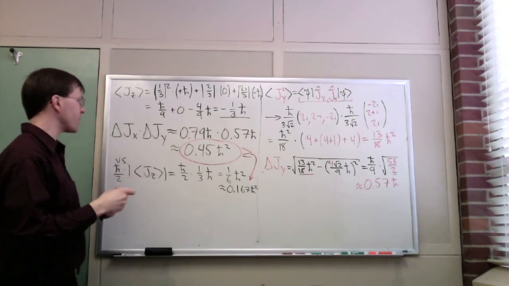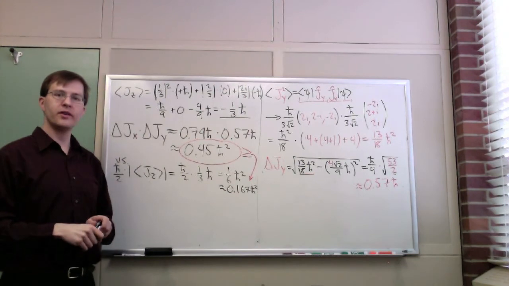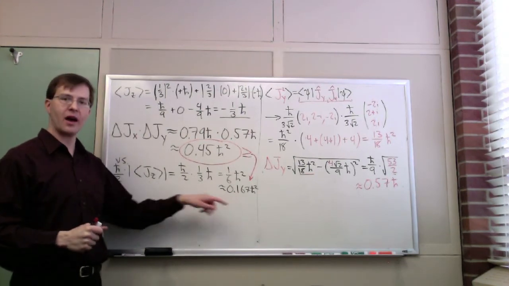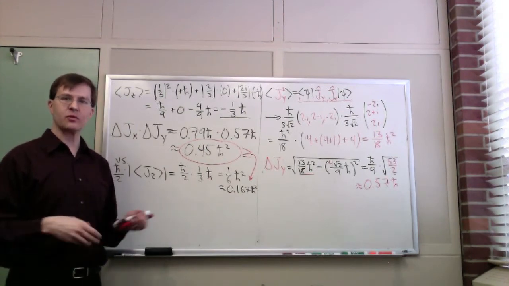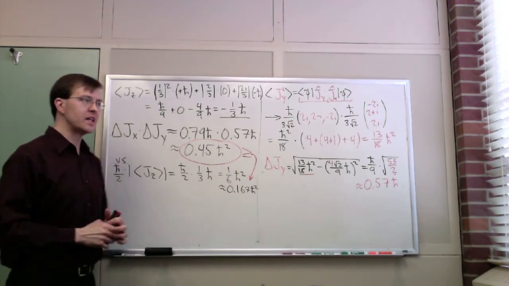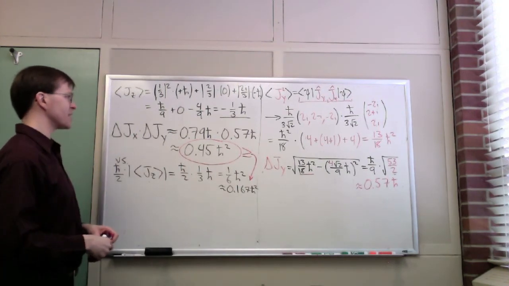We've gone through this whole calculation. We've calculated the product of the uncertainties, and it is bigger than the minimum uncertainty we would have from the uncertainty relation. That's the story. Mostly this is just practice with a matrix mechanics calculation, but it gives you a sense of how it works and how you can apply this in a particular case. Hopefully it gives you some practice.